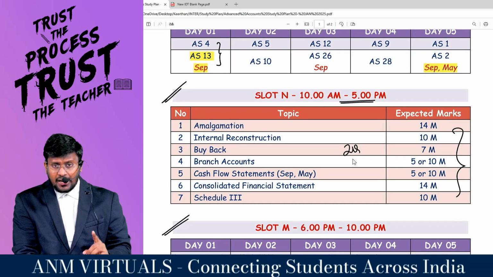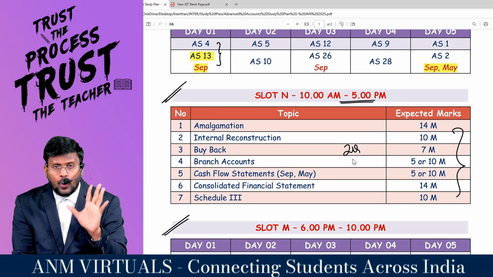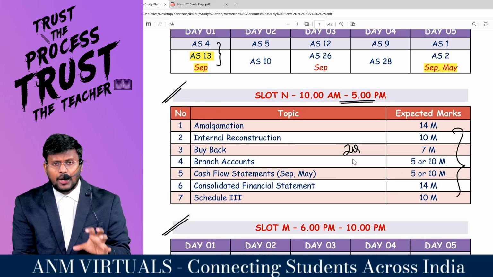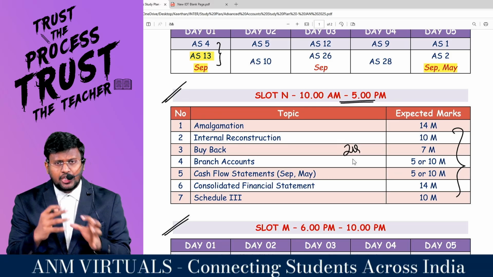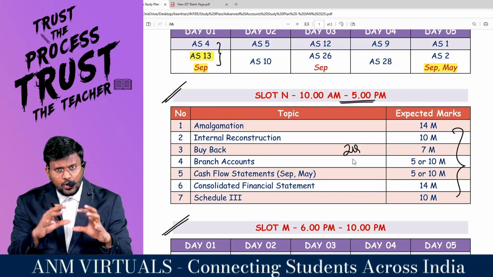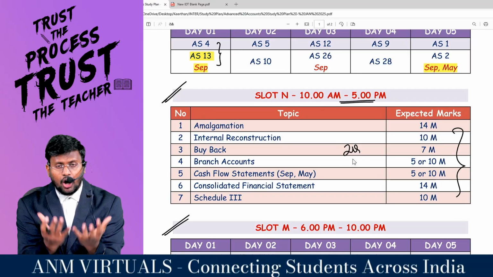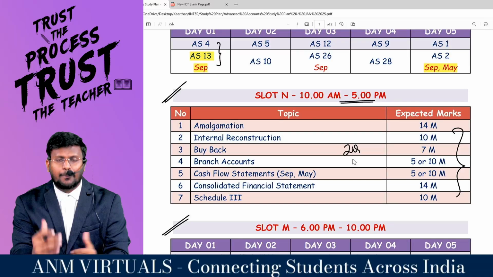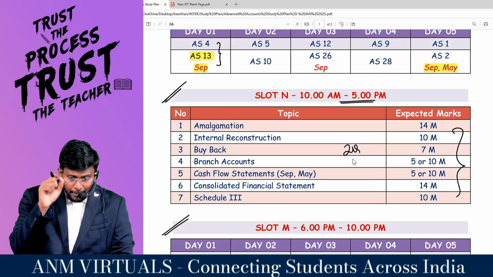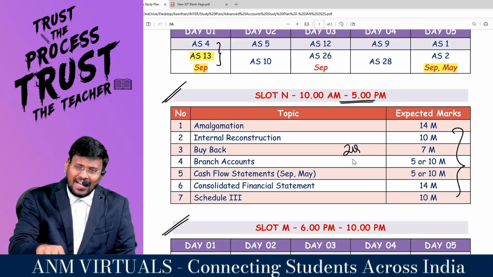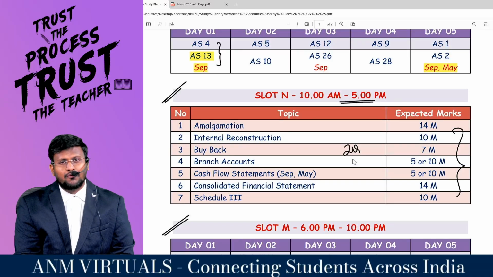Sir, you can study day 1 amalgamation, day 2 IR, day 3 buyback. But I will tell you, you are going to write an examination paper where it is going to be a mix of all the questions. Immediately you have to swap your brain. So when you practice also, if you practice like that, the same flow will come in the examination also.